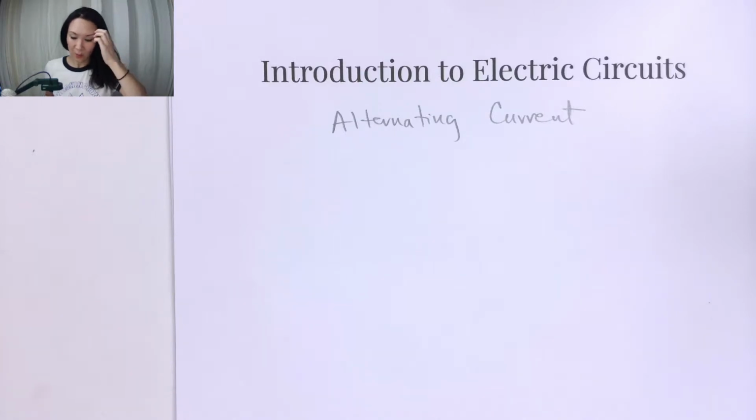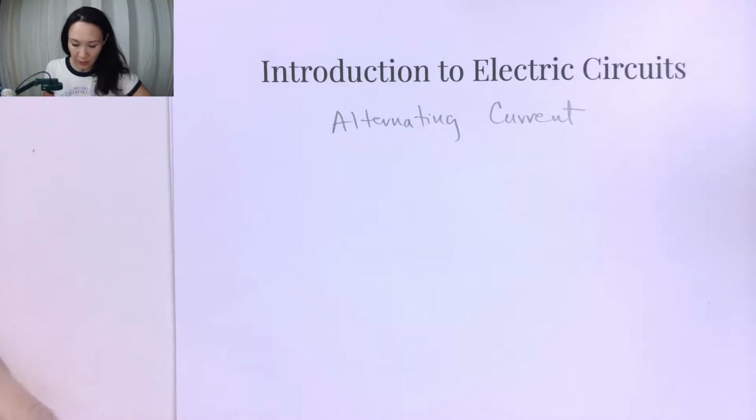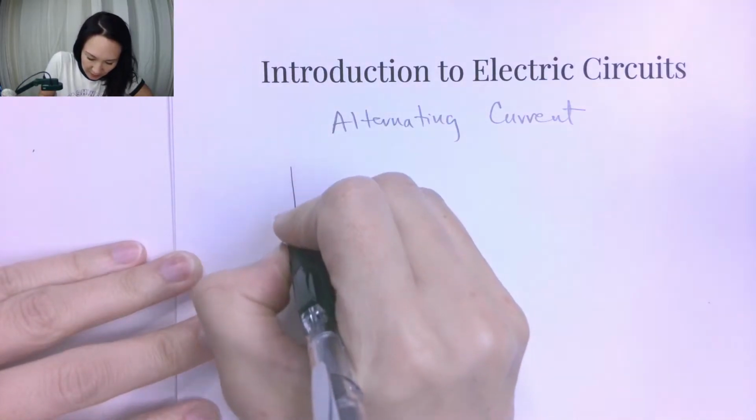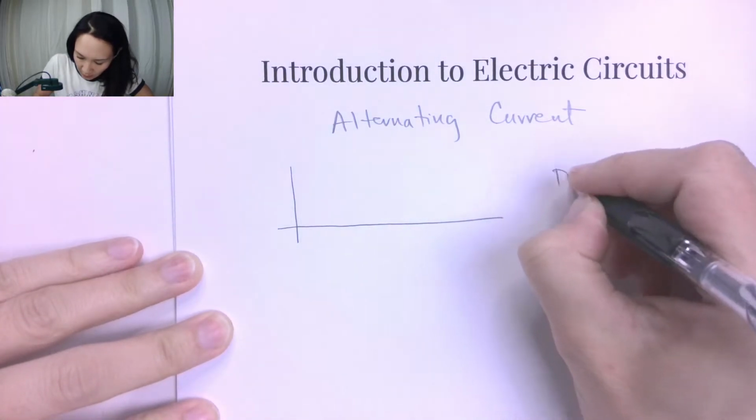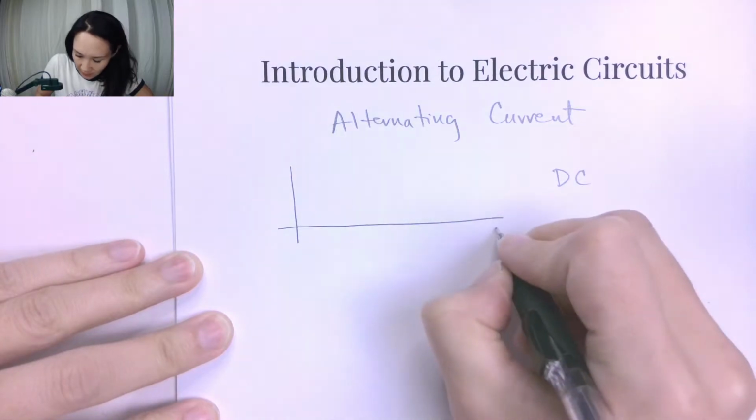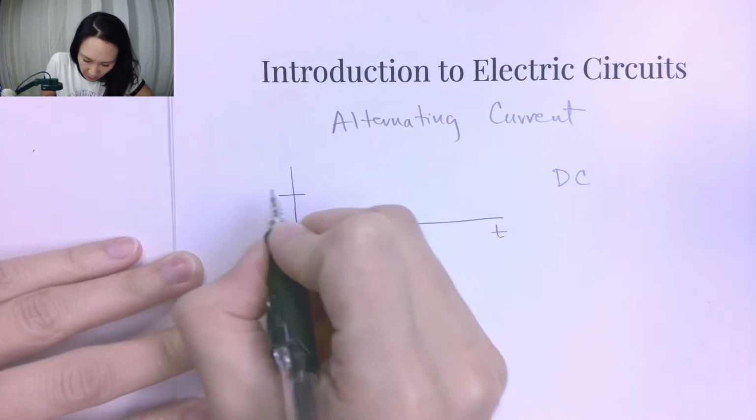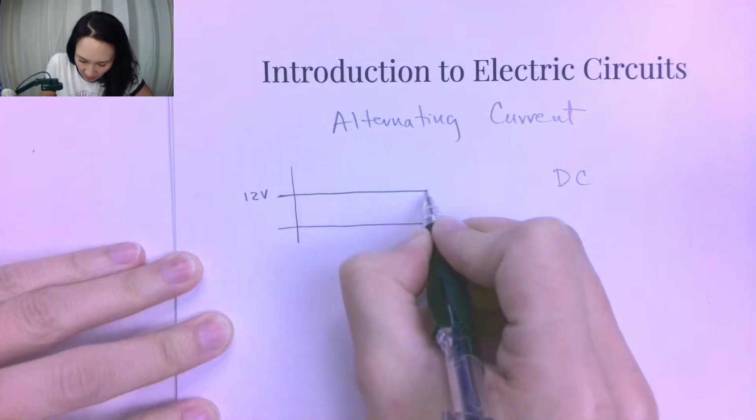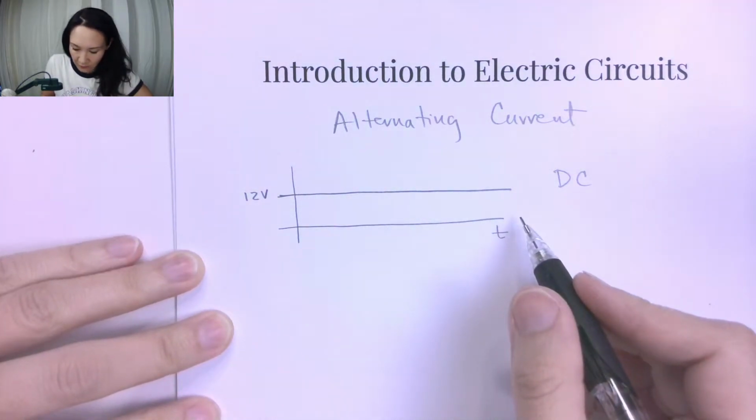Hi students, we are now ready to graduate from direct current to start talking about alternating current. So far in all the circuit analysis we've been doing, we've been using direct current or DC. For DC, if we were to plot our signal as a function of time, we would just have some constant voltage like 12 volts. As time goes on, it's not going to vary at all. So it's just this constant flat function.